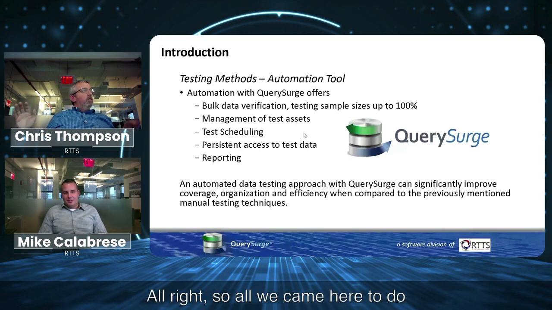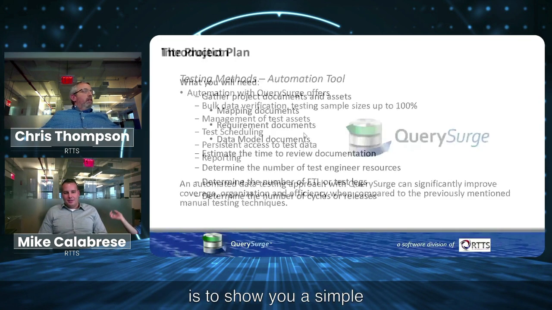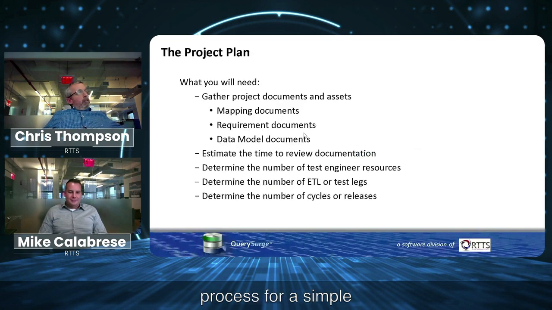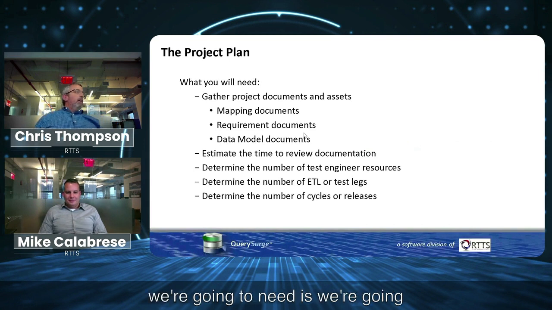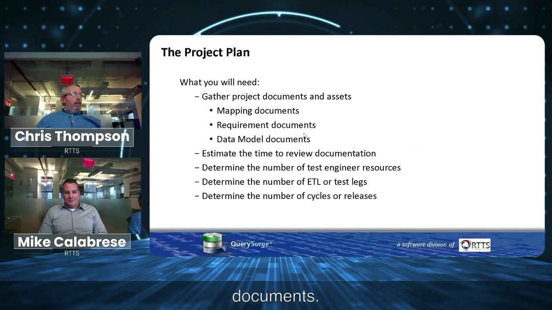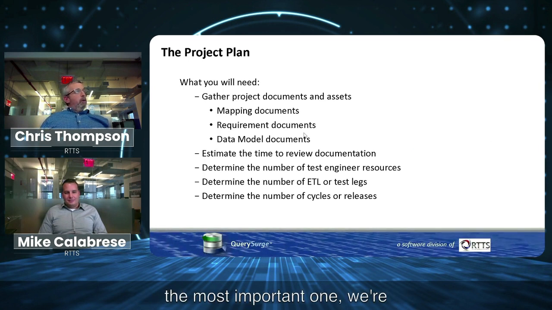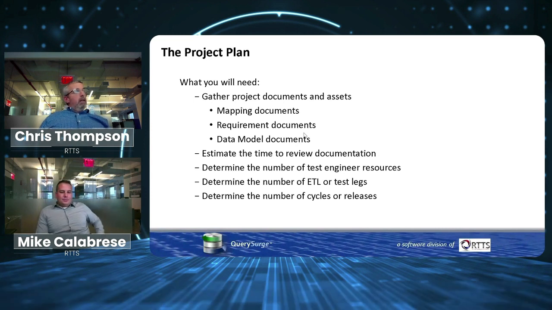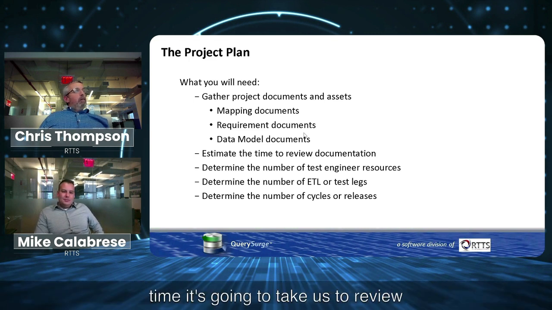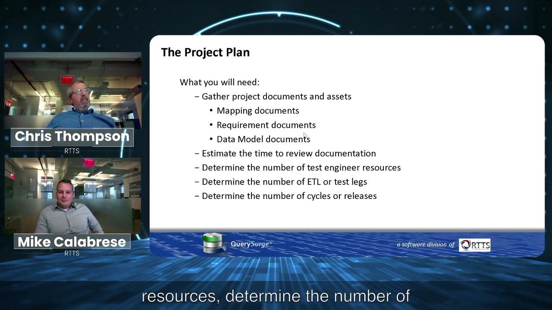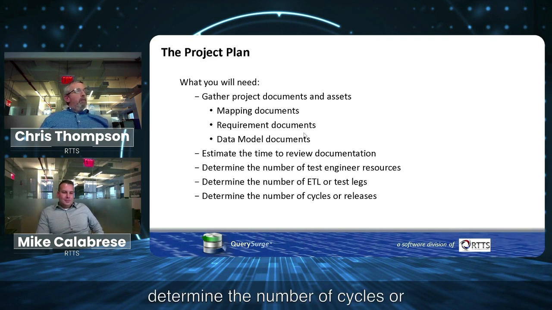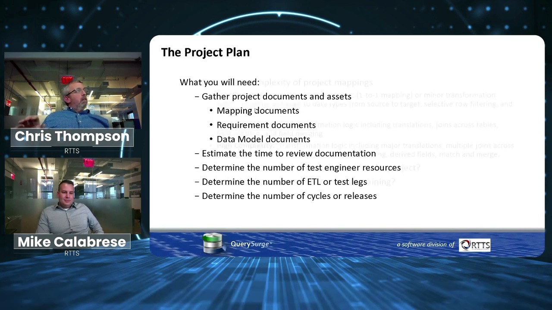Let's move on to what we came here to do: show you a simple process for a simple project of creating a project plan. Some of the things we're going to need: we need to gather some project documents, the mapping document, of course, the most important one, and any other supporting requirement documents and data model documents. We're going to have to estimate the time it's going to take us to review all that documentation, and determine the number of test engineer resources, the number of ETL or test legs, and the number of cycles or releases.